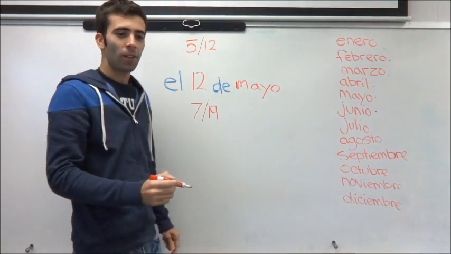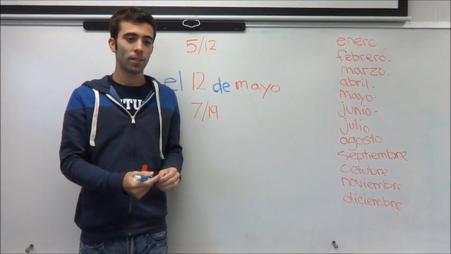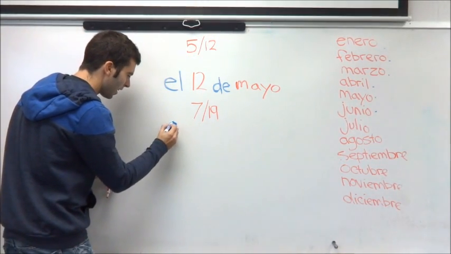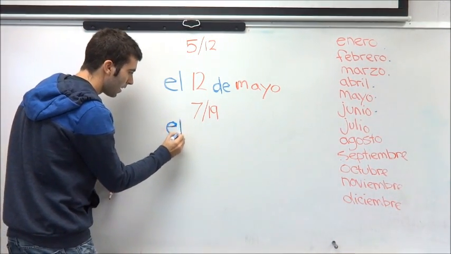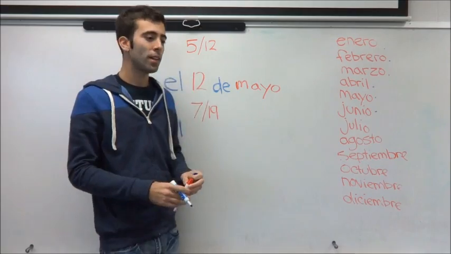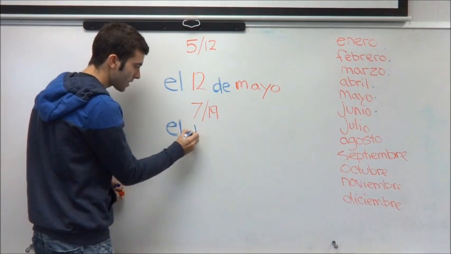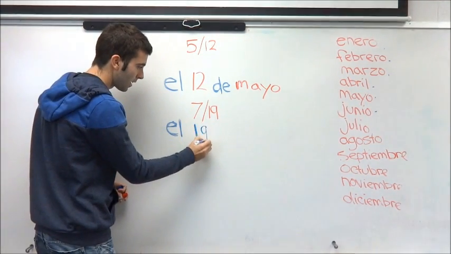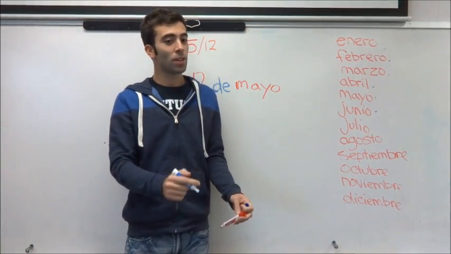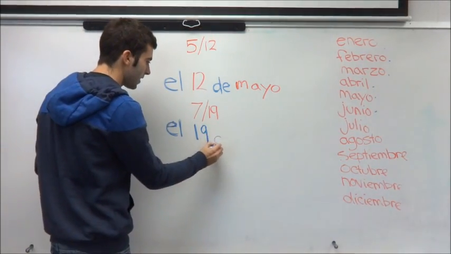7/19. Okay, now, what do we write first? Clifford? You write el, Spanish word for the. Yes, that is correct. And what comes next? Scary Gorilla Man? 19. Yes, that's correct. And what comes next? Musical Mouse? Yes.